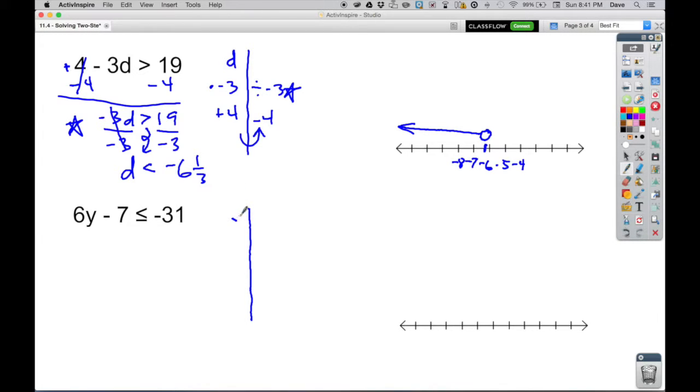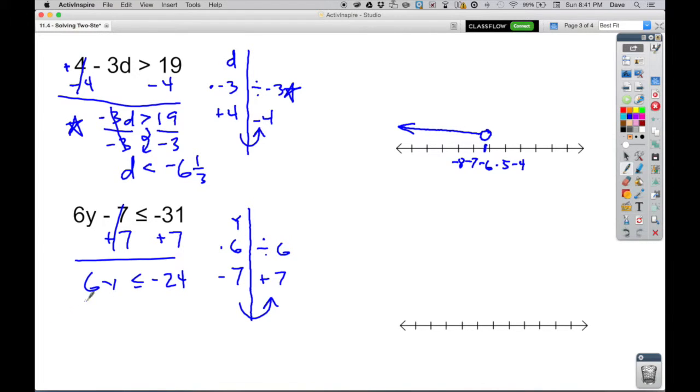All right, let's start off with our roadmap though, like we usually do. We got y, they multiplied it by 6. They then subtracted 7. So we're going to undo things in reverse order. So add 7 to both sides. We get 6y is less than or equal to negative 24. And then we have to divide by 6.